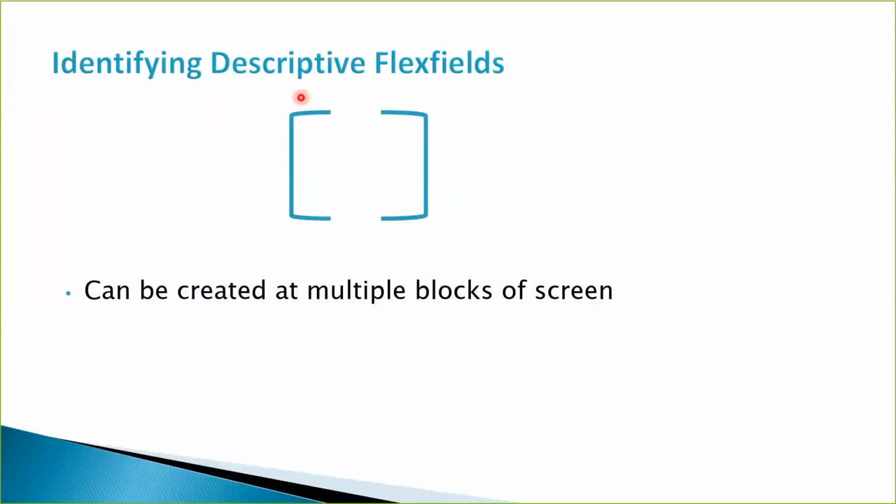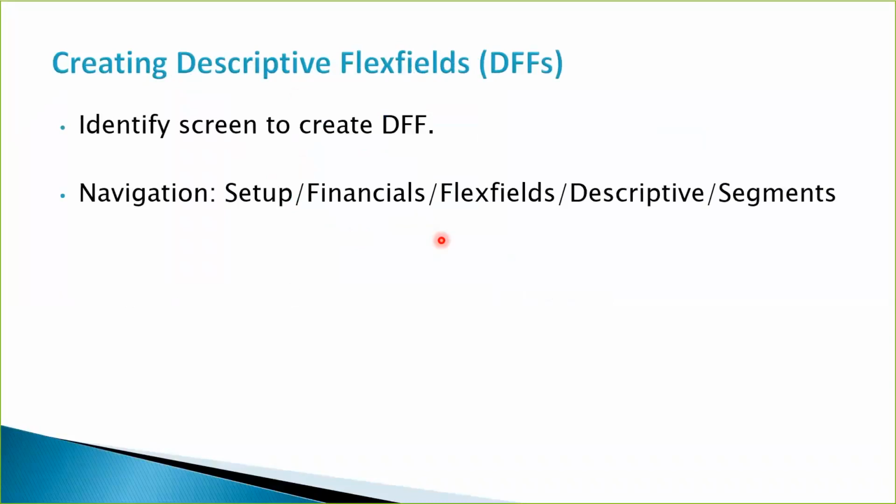So this is the symbol where you can identify whether you are able to create a DFF for a particular block on a screen. And DFF functionality is available on very many blocks throughout Oracle applications. So what do we need to do in order to create a DFF? First, we need to identify the screen or the block where we want to do it. And then we follow this navigation that will take us to what? To that screen where we can define or configure the setup for that particular DFF.